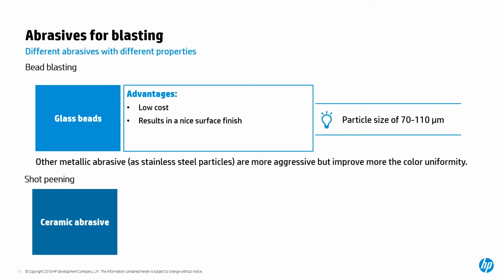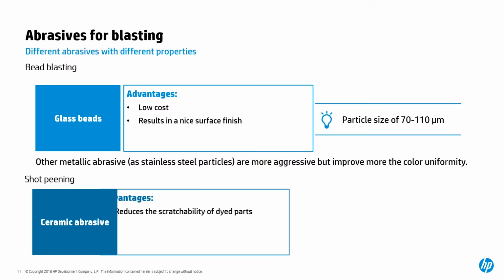And then the particle size that we recommend for the bead blaster, for the glass bead, sorry, is a particle size from 70 to 110 microns, because this is the size that will maximize the powder removal and the duration of the abrasive in the cabinet.